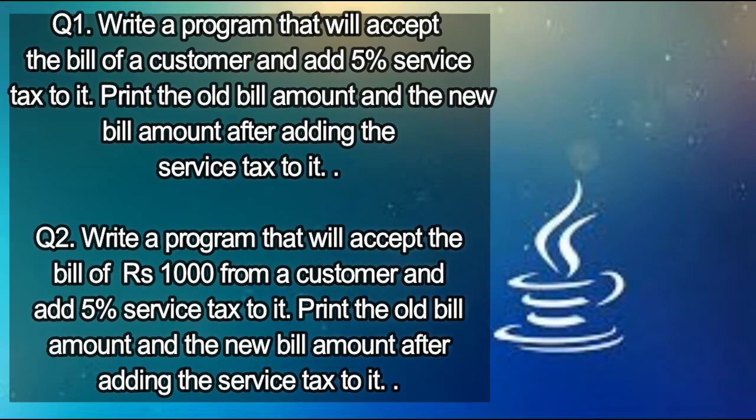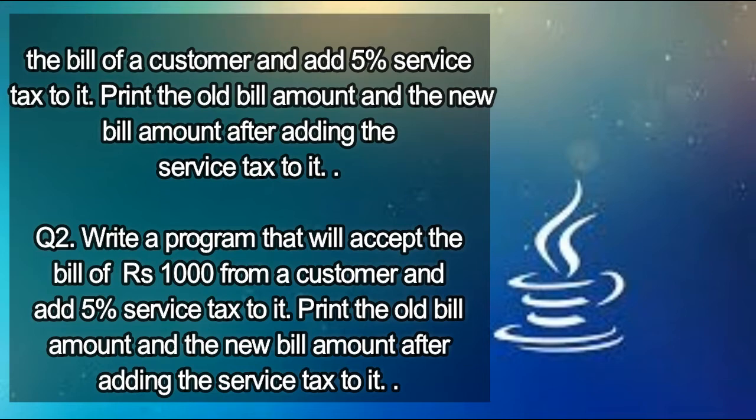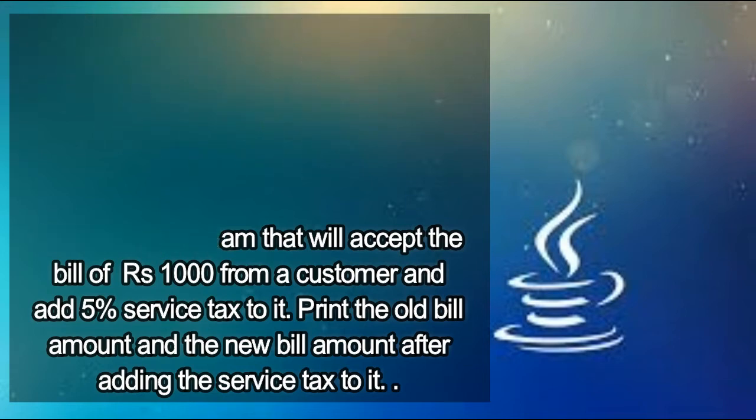See, in the first question, no bill amount has been specified, whereas in the second question, the bill amount is specified. So in the first question, every time we run the program, the user can enter a different bill amount, and hence we will use the first method, that is passing the arguments to the main method. Whereas in the second question, the value of the bill is fixed, which is rupees 1000. So we will use the assignment operator to write this program. Now let's see how the program works in BlueJ.